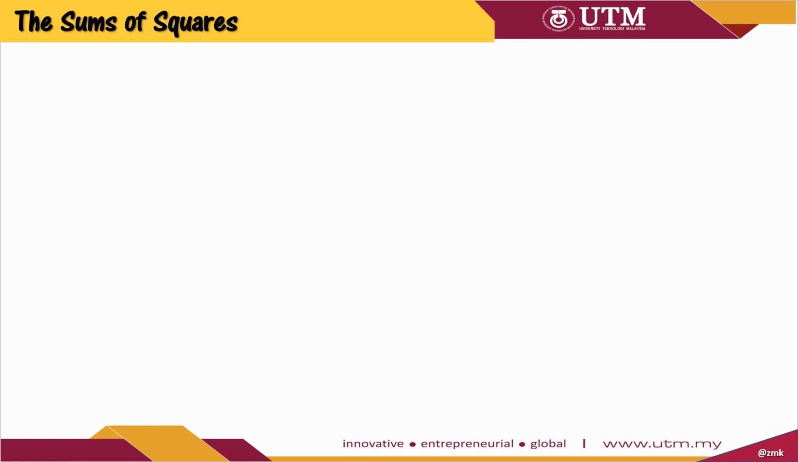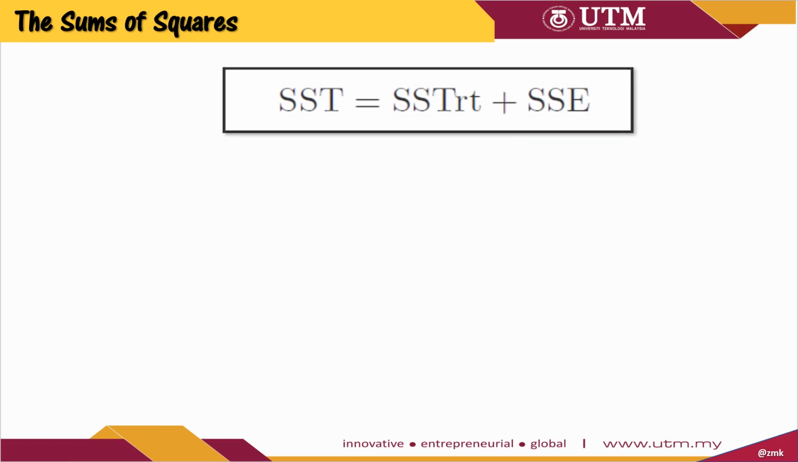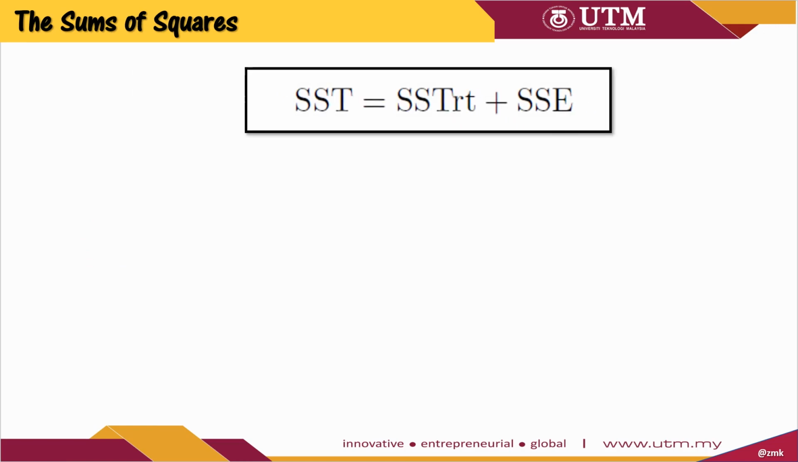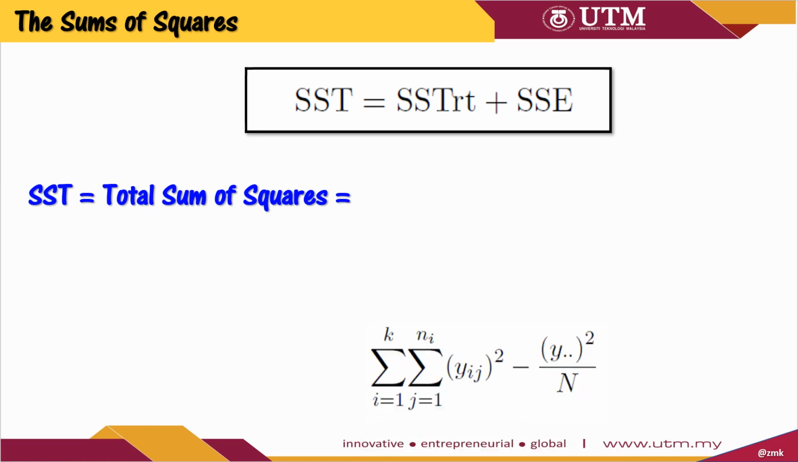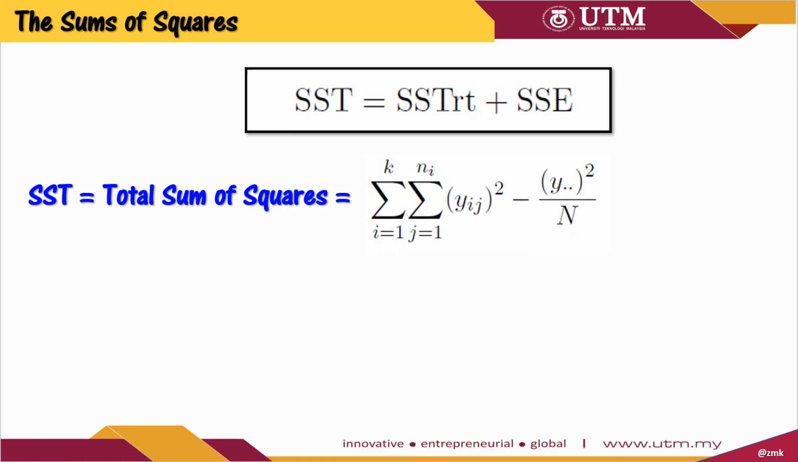From the previous slide, we had SST equal to SSTRT plus SSE. The simplified expression for the total sum of squares SST is the sum of all squared observed values Yij squared minus the grand total squared, Y double dot squared, divided by the total sample size capital N.